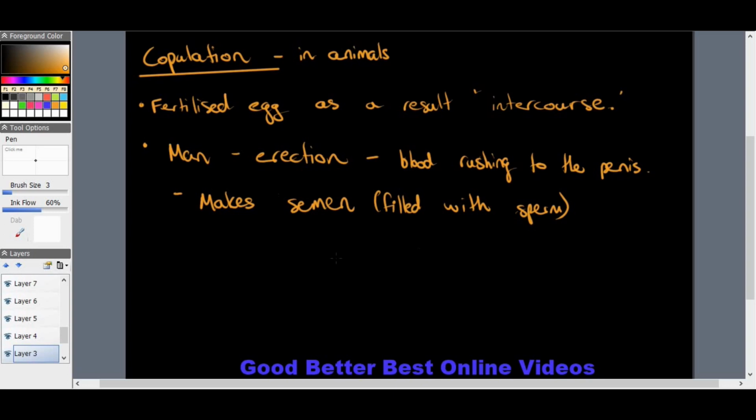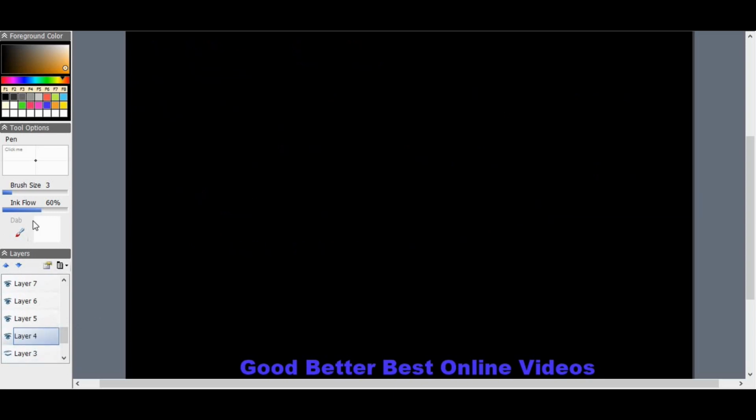When it flows out, that term is called ejaculation. After that, the sperm swim up the uterus and into the oviduct, and there they will begin the fertilization process, which we're going to have a look at in just a moment. I'm going to need a new page, and let's have a look here at fertilization.